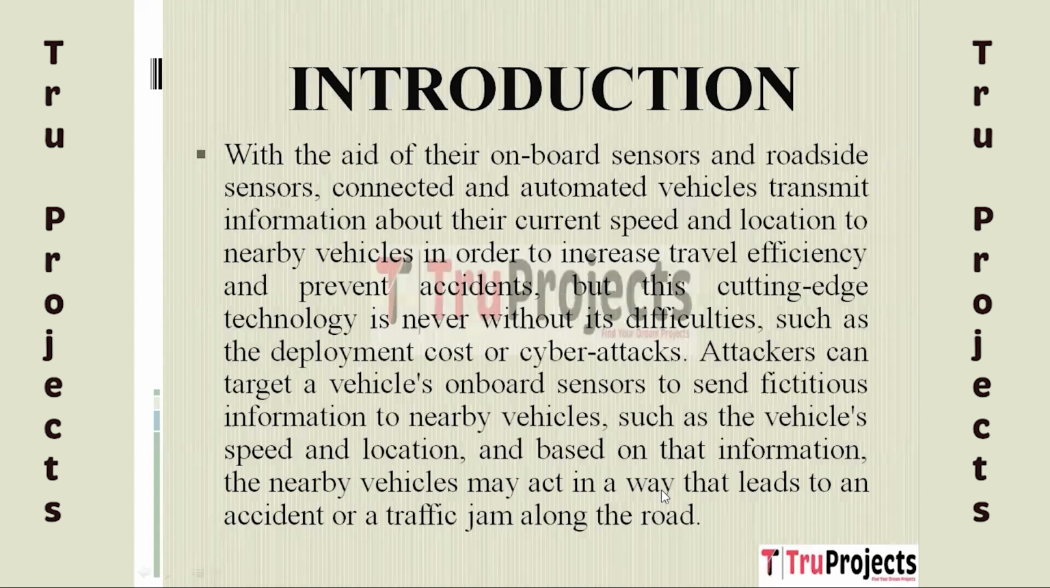Introduction. Connected and automated vehicles use onboard and roadside sensors to transmit speed and location information to nearby vehicles, increasing travel efficiency and preventing accidents. However, this technology faces challenges like deployment costs and cyber attacks. Attackers can target onboard sensors, sending fictitious information which can lead to accidents or traffic jams.